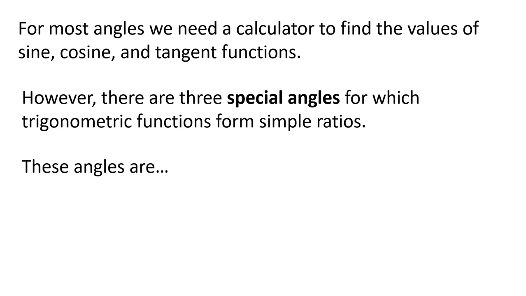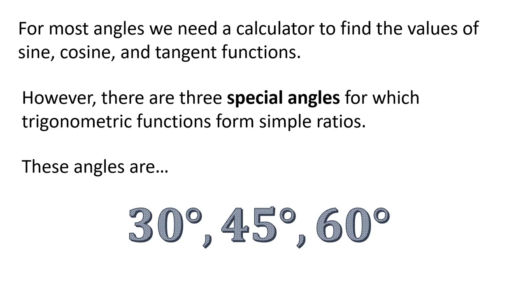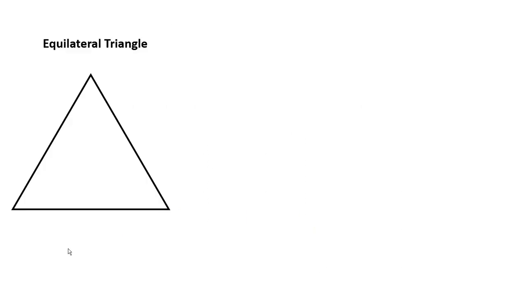Here they are. These angles are 30, 45, and 60 degrees. In this video, we're going to find their trigonometric function values. And the story starts with an equilateral triangle. We know that the equilateral triangle is the one that has all sides congruent. That means that they're all equal. So I'm going to say that all sides of this triangle are equal x units.